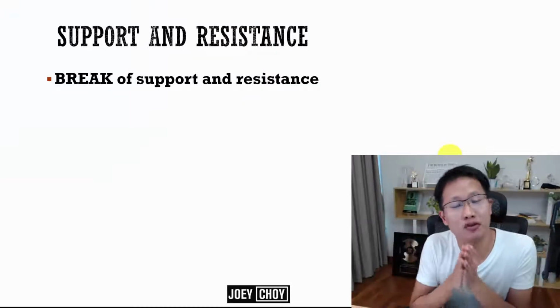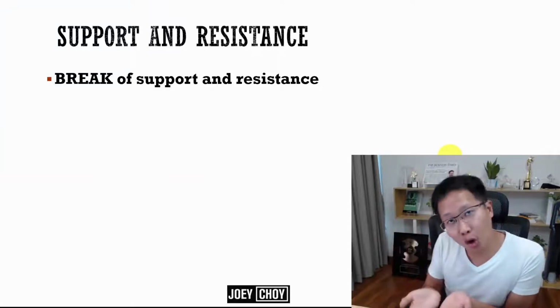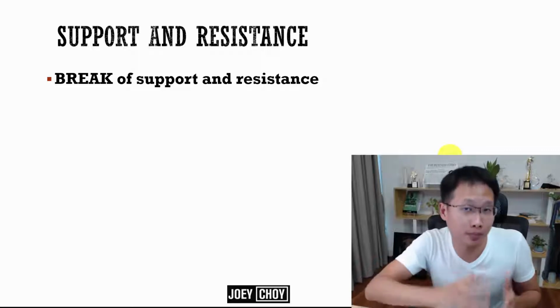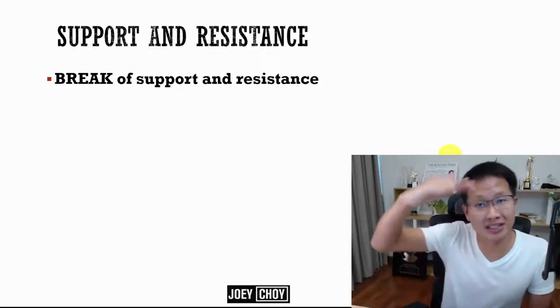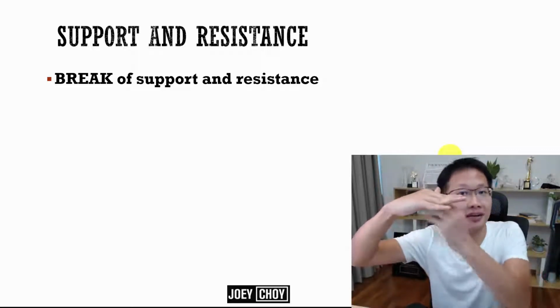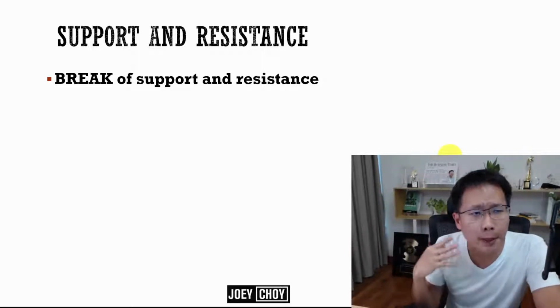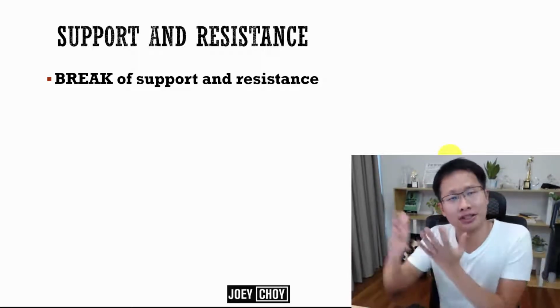So we have pretty much covered the reversal at this support and resistance. That means if it approaches a support, there's a high chance of it rebounding from it, and if it approaches a resistance level, there's a high chance of it nearing it and coming back down. So that's a reversal. But what about a break? What about a break of a support and resistance?